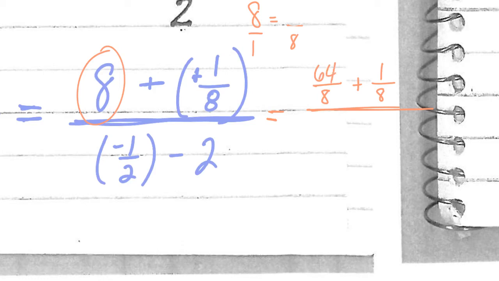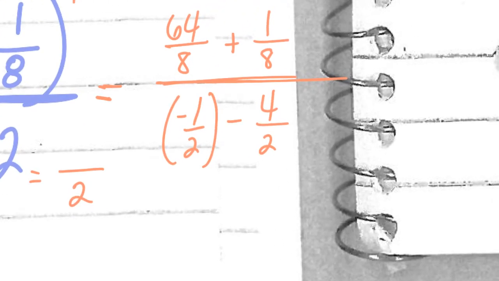What is the common denominator between 1/2 and 2? 2. So what is it going to be? 2 will turn into what over 2? 4 over 2. Let's keep going. What's 64 plus 1? 65 over 8. What is negative 1/2 minus 4 over 2? Negative 5 over 2. Is this my answer right here, guys?